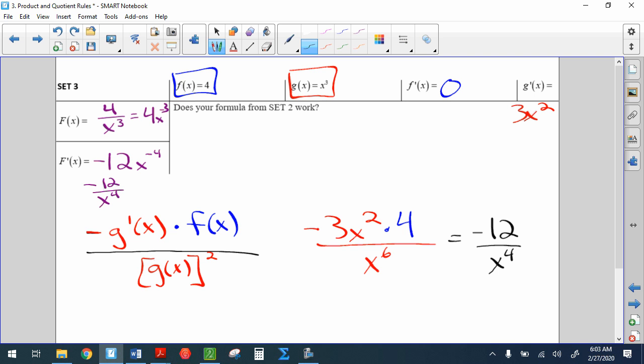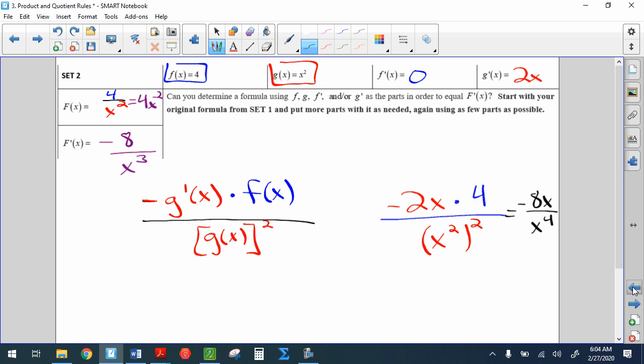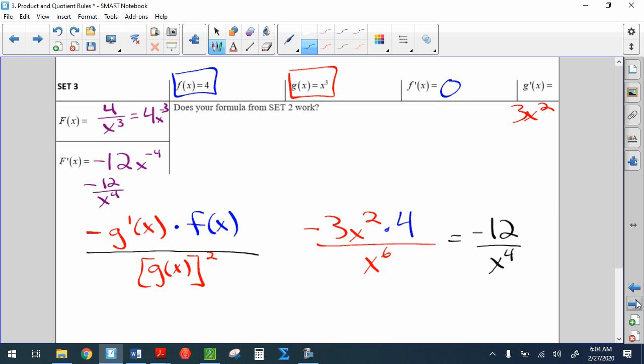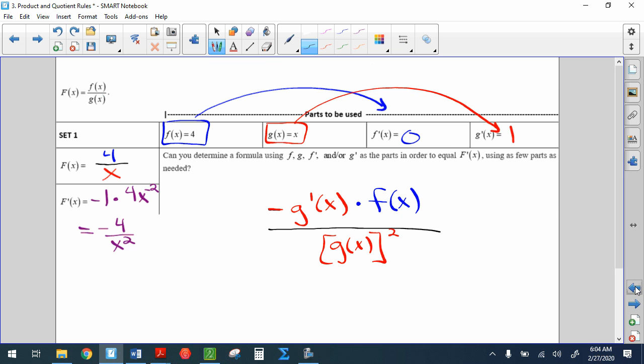So I still have not needed to add anything to my expression. Negative g prime of x times f over g of x squared. So for the first 3 sets, I've been using the same formula. So it could be that we have our formula: negative g prime of x times f of x over g of x squared.